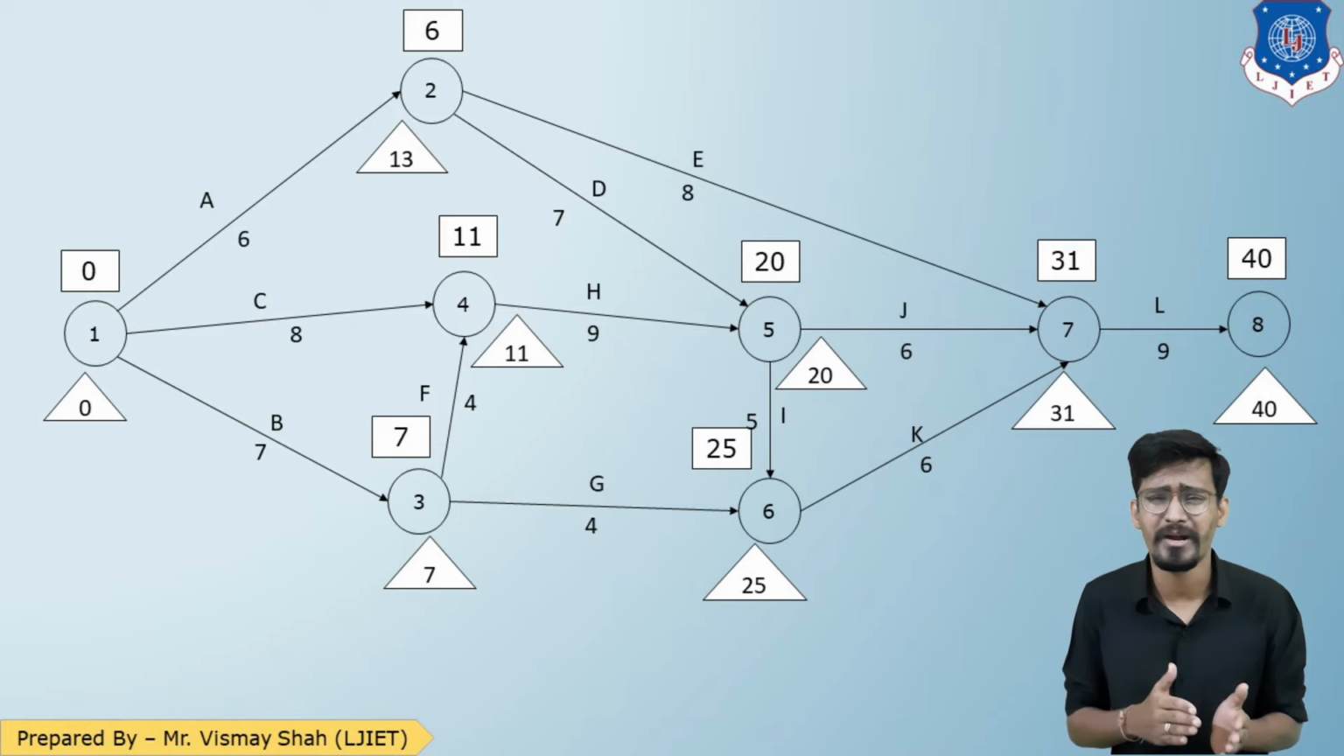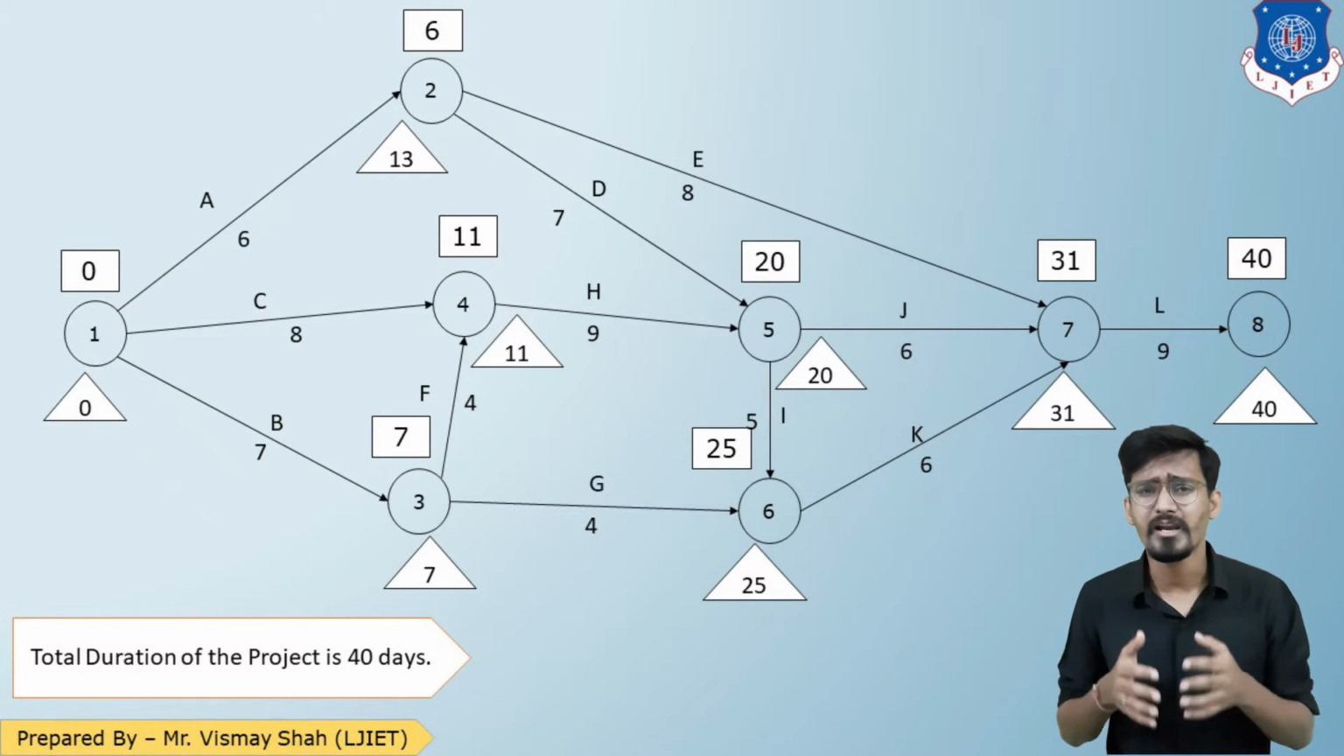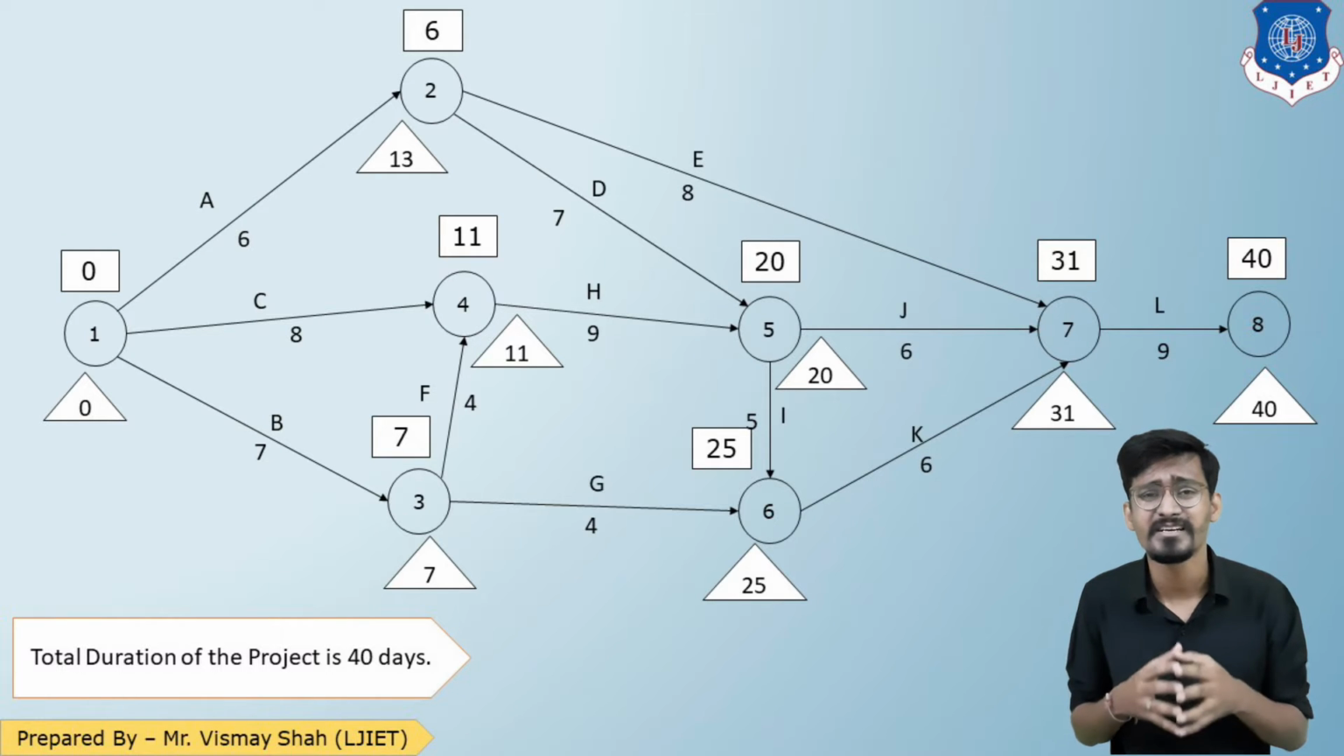So that is my forward path and backward path analysis. And by performing forward path and backward path, I will get the total duration of the project. Let us see what is that. So the total duration of the project is 40 days. So our answer number 1 is completed.